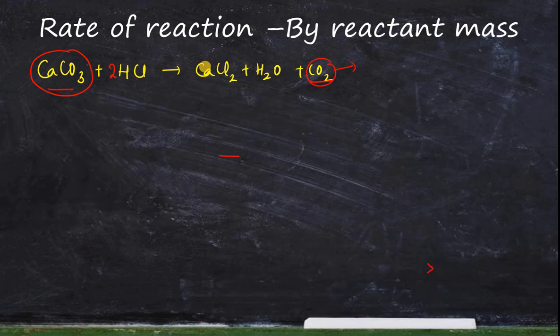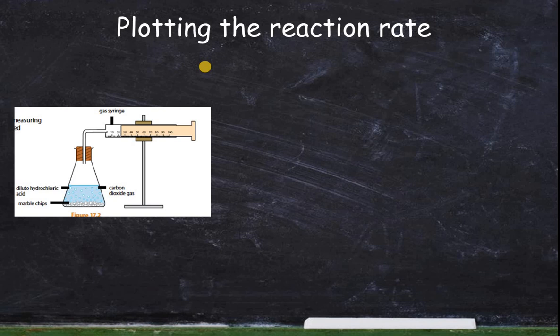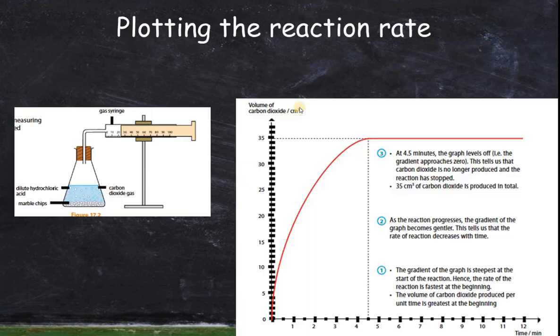What about the other way around? We can also measure the amount of gas produced. For the gas produced, you can use this gas syringe, where you can collect the gas and figure out with time how much gas is produced. So this is how the graph will look, because here the product is forming, so you will see the graph increasing with time, right? So this is our graph.